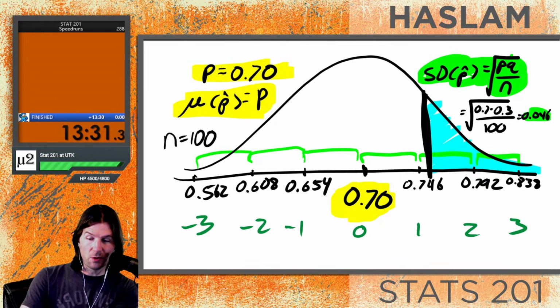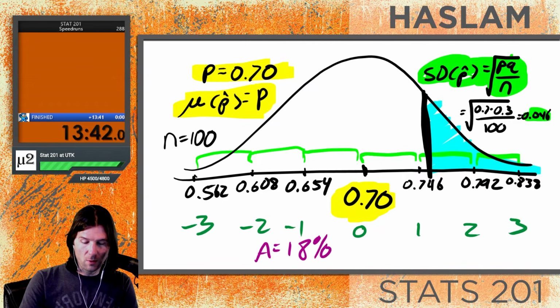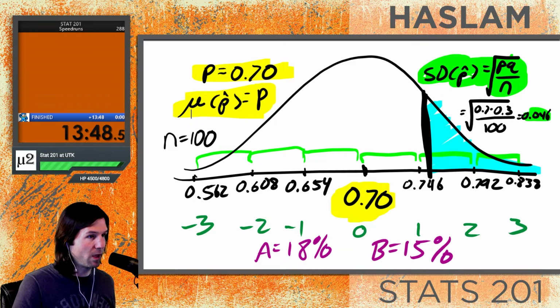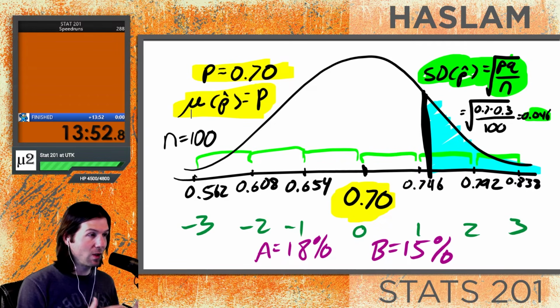What if you were presented with two choices? You're given the choice of A, the probability is equal to 18%, or B, the probability is equal to 15%. Which of these choices would you pick, 18% or 15%? And we don't need the David M. Lane applet to solve this. We can actually solve it using the empirical rule.